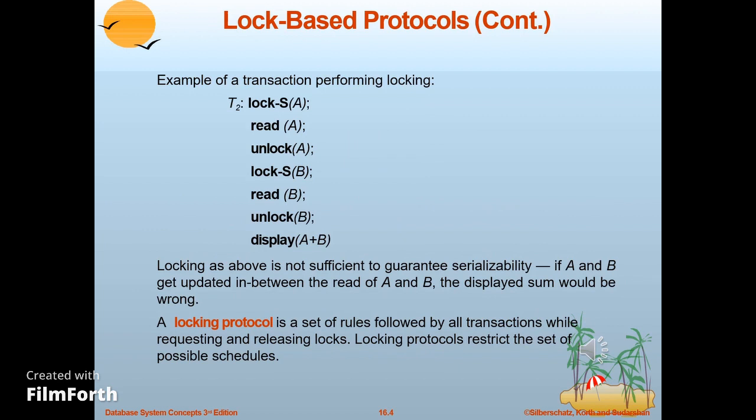Now here is an example of a transaction performing locking. So here the transaction T2 performs the following operations. It is reading the data item A, then reading the data item B, then performing A plus B and displaying the result. So to read the data item A, first it locks the data item A in shared mode, then reads A, then it releases the lock. And then to read B, it locks the data item B in shared mode, then it reads the data item B and then releases the lock. And then it performs the sum operation A plus B and displays the result. These are the operations involved in the transaction T2.